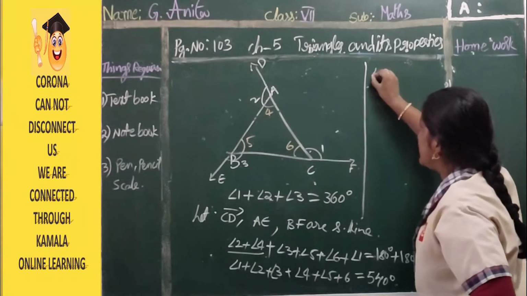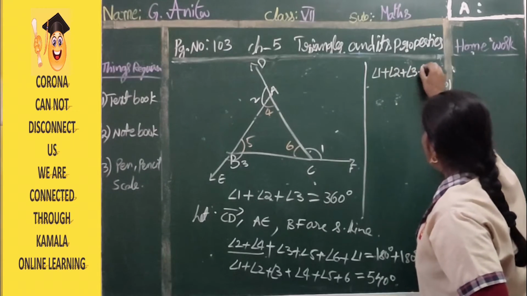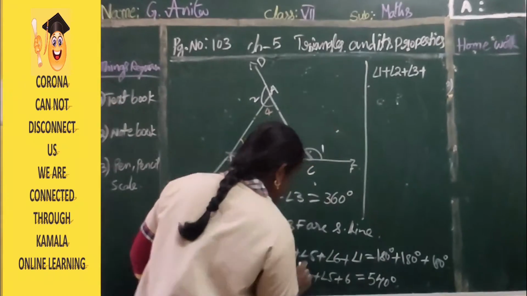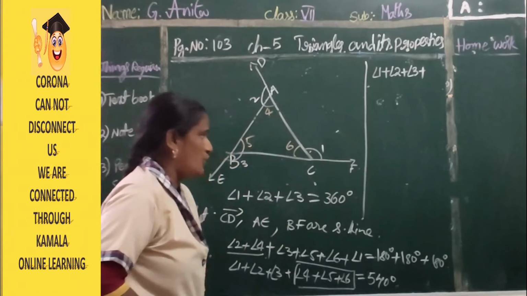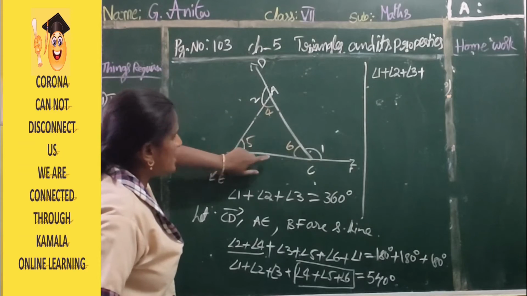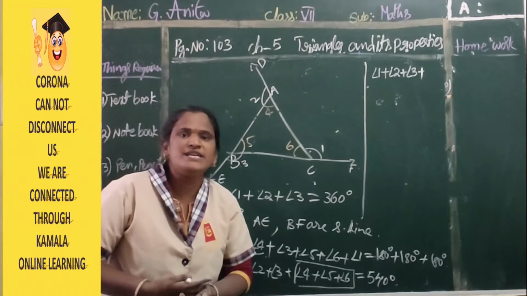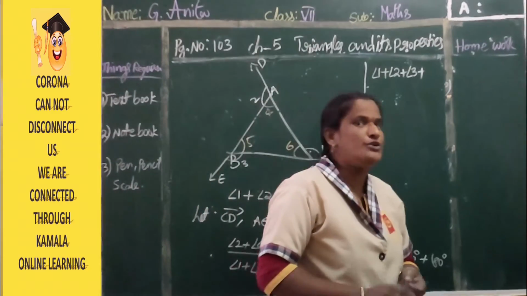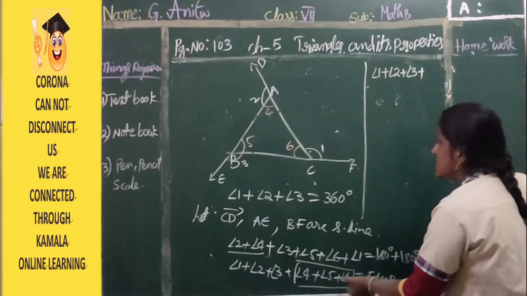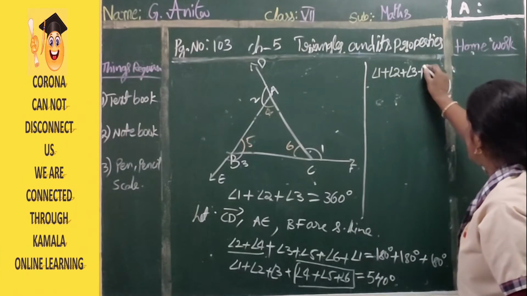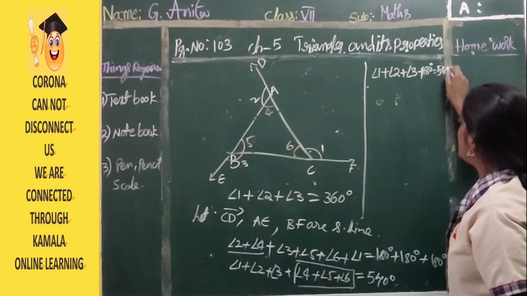Okay? So keep like that only. 1 plus 2 plus 3. But we know this angle 4 plus angle 5 plus angle 6. Because of the angle sum property. Angle sum property is what? The sum of all angles in a triangle should be equal to 180 degrees. So in place of angle 4 plus angle 5 plus angle 6, we can substitute 180 degrees. Okay, clear children? It should be equal to 540 degrees.